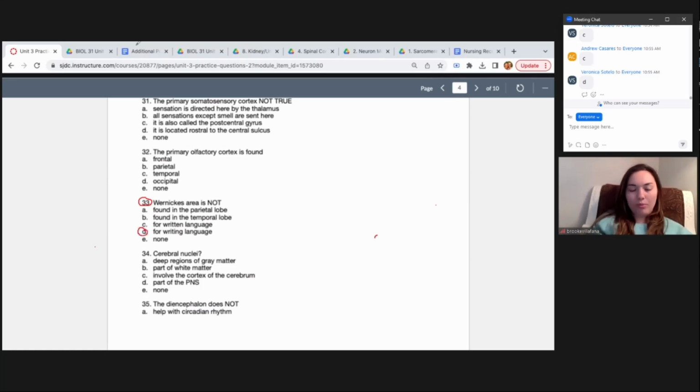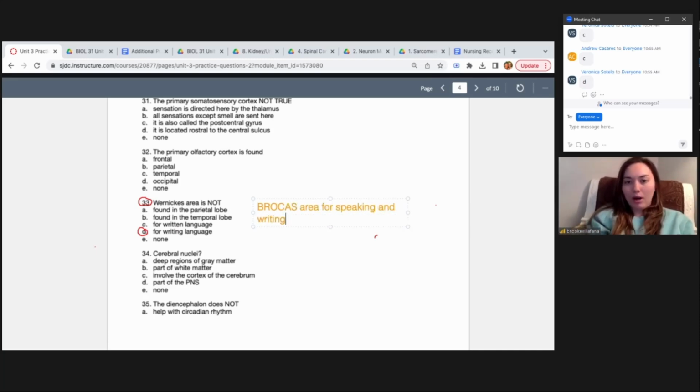So remember you have Broca's area for speaking and writing. You could think of it as like the action area, like what you do for action. You act and you speak, you act and you write. So that's why it's in the frontal lobe for action versus Wernicke's is more like you listen, you understand what's written, you understand what's spoken. So that's why D is correct.